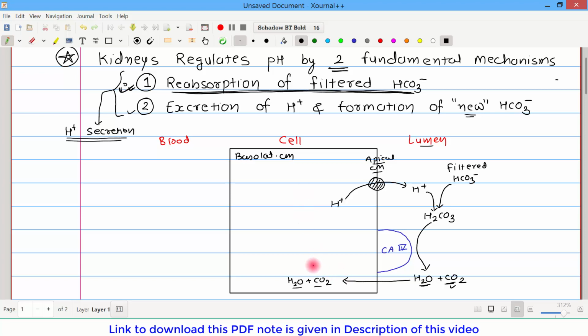Now, inside the cytoplasm of this cell, there is one more enzyme present which is called carbonic anhydrase 2. See, here we have carbonic anhydrase, here also we have carbonic anhydrase, but both are isoenzymes. So, this is the fourth isoenzyme which is present on the apical cell membrane. This is the second isoenzyme which is present in the cytoplasm. So, here this carbonic anhydrase will form carbonic acid, that is H2CO3.